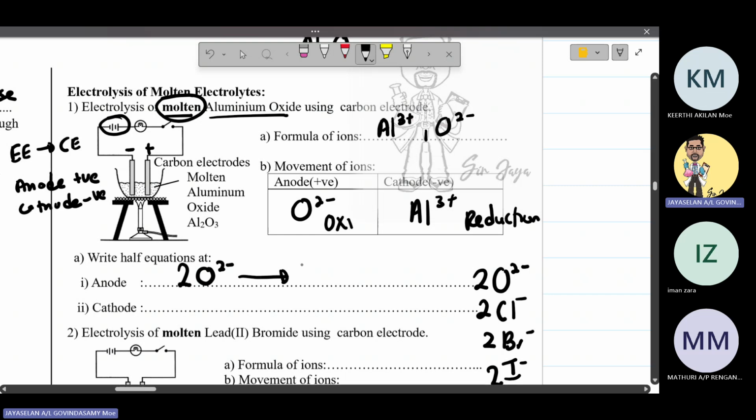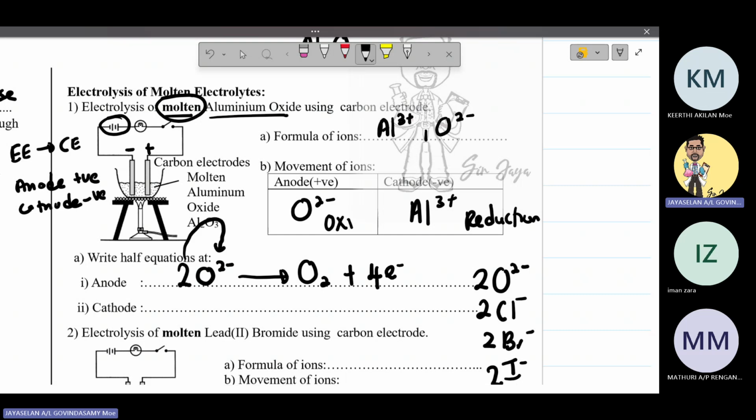What is the formula of oxygen gas? O2. They release or donate how many electrons? You think of 2 darab 2, 4. So you must put 4 electrons. Settle. What is the name of the product formed at anode?